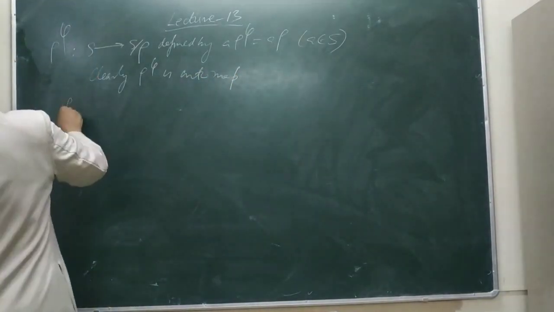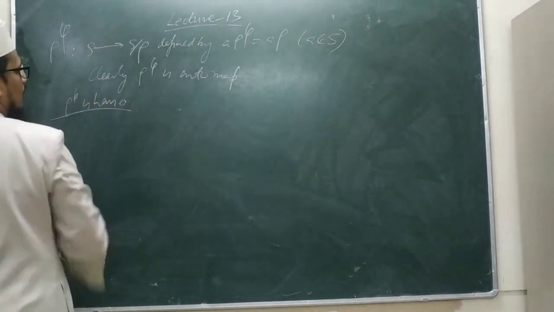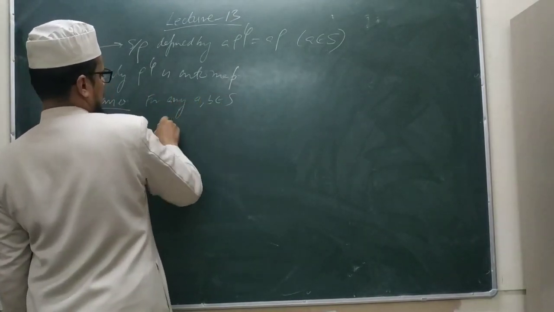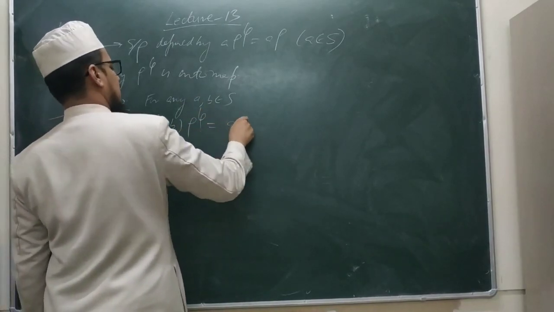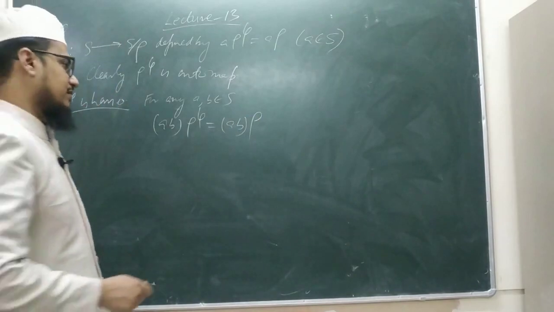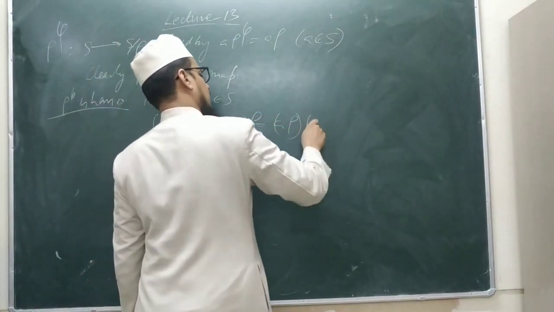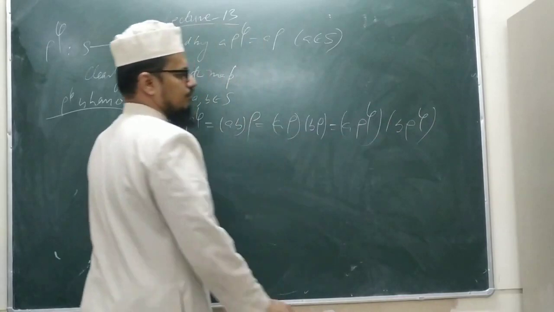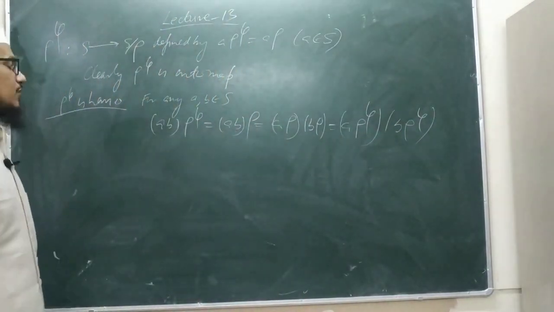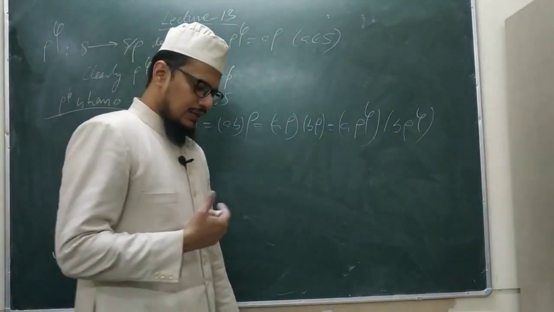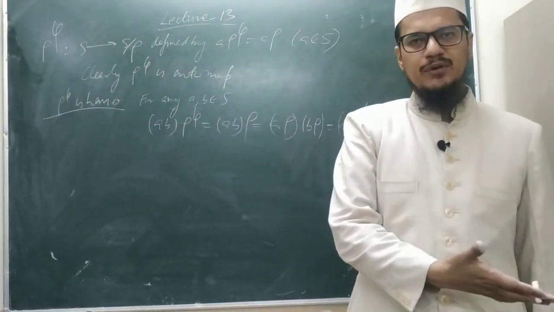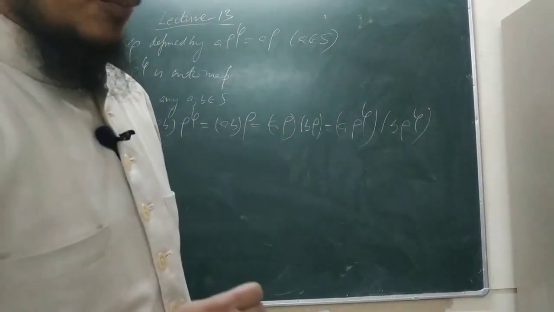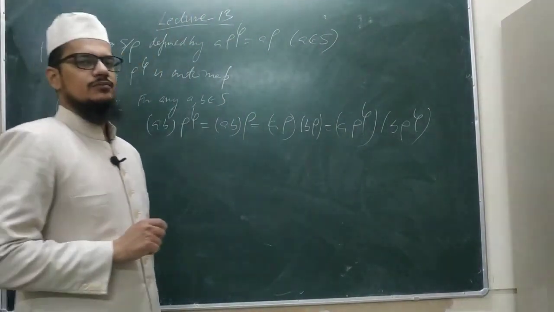Also, rho natural is a homomorphism. For this, for any A, B belonging to S, you see AB rho natural is what? It will be AB rho, and once rho is a congruence, we can write it as A rho times B rho, and this is A rho natural times B rho natural. Correct? So the map from a semigroup to its quotient semigroup will always be an onto homomorphism. That is what I mean to say.